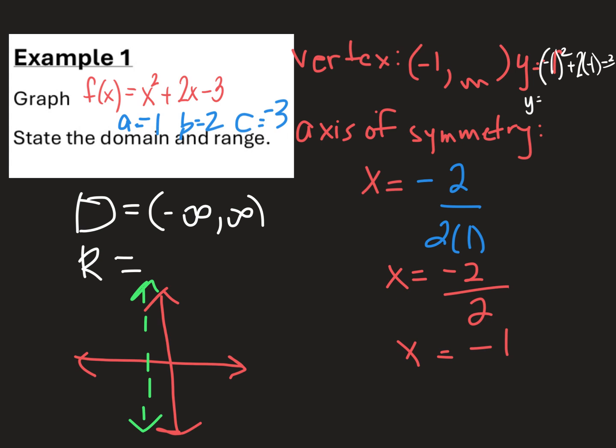So y is going to equal negative 1 times negative 1 is positive 1. 2 times negative 1 is negative 2 minus 3. And then 1 minus 2 is negative 1. Negative 1 minus 3 is negative 4. So negative 1, negative 4 is my vertex. So I'm going to go left 1, down 1, 2, 3, 4. Negative 1, negative 4.